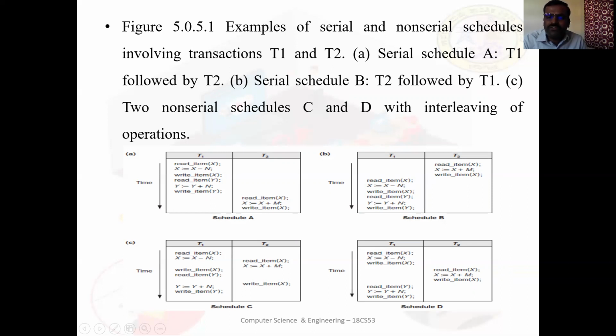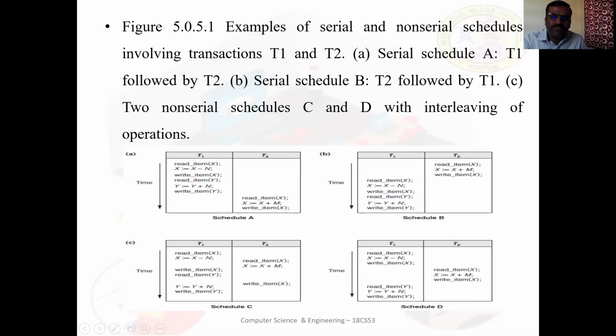Schedule B is also a serial schedule because the execution of transaction T1 starts after the completion of execution of transaction T2. In schedule A, after completion of T1, T2 starts execution. In schedule B, after completion of T2, T1 starts execution.